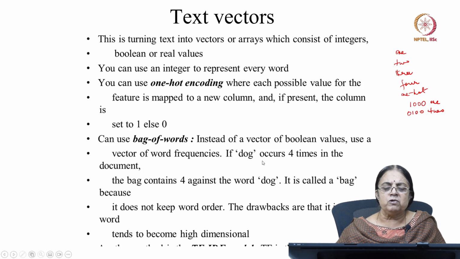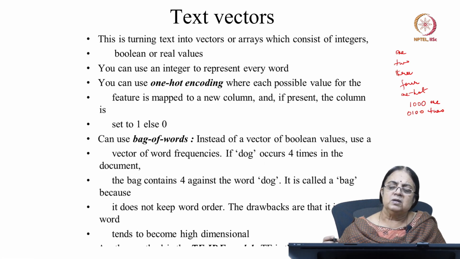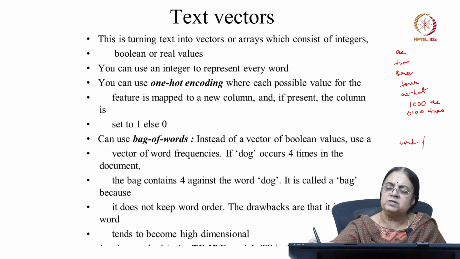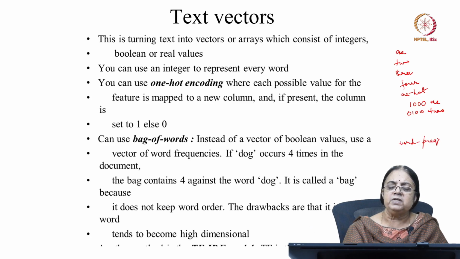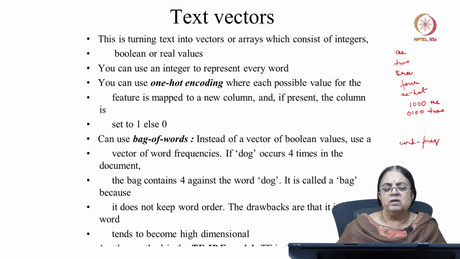Another one is what is called the bag of words. Suppose you have a number of words which you need to represent together. You can look at it as a bag of words where each word will also have the frequency, in other words, how many times it occurs. For example, dog may occur 4 times. That type of representation is called the bag of words.